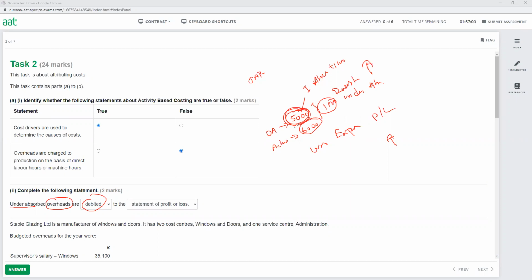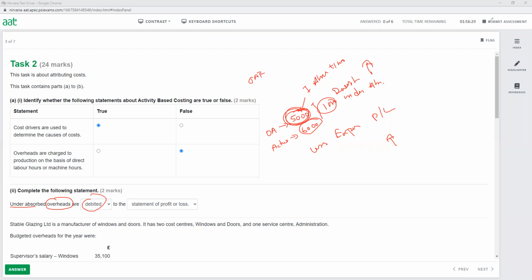For example, if you think you absorb 5 and actually 6, that means it's over absorb? No, it's not like that. If the actual is more than the overhead absorbed, it doesn't mean it is over absorb, but it means under absorb, because I absorb less than the actual. And if I under absorb, that means I show less expense and I have to increase the expense. How? To make it debit on the profit and loss account, because debit is expense.